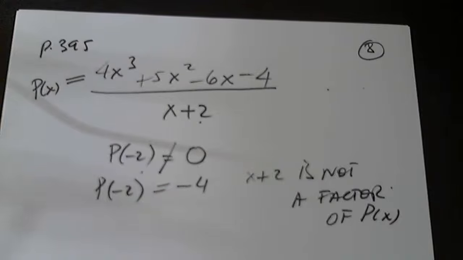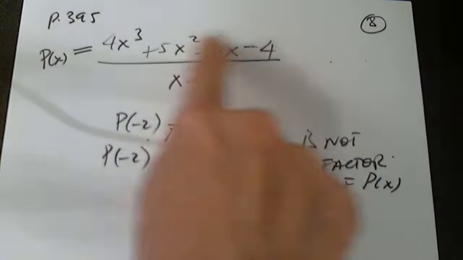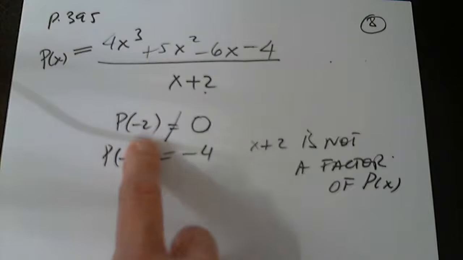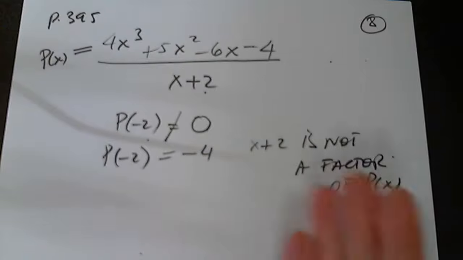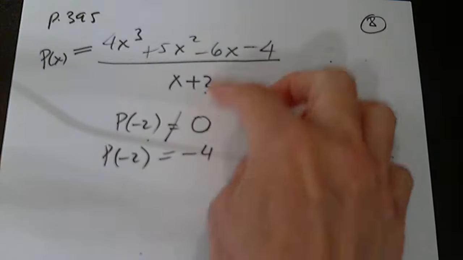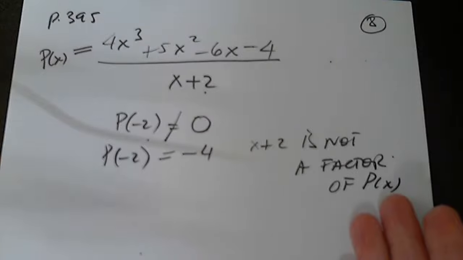Okay, that's all there is to it. So in this example, we used the remainder theorem and the factor theorem. The remainder theorem by plugging in -2 into the polynomial and getting the answer. And the factor theorem, because the answer is not 0, we use the factor theorem to conclude x plus 2 is not a factor of the top. If it were 0, I would have concluded the opposite.